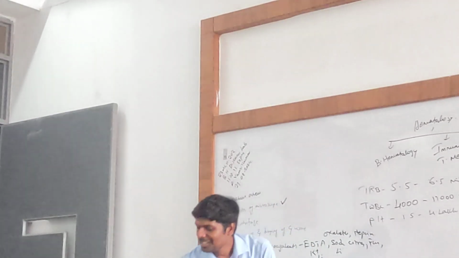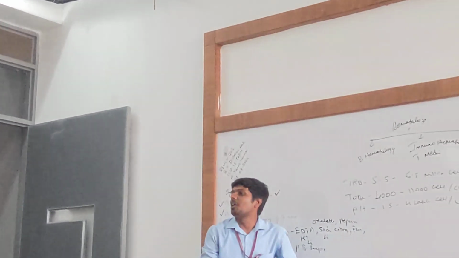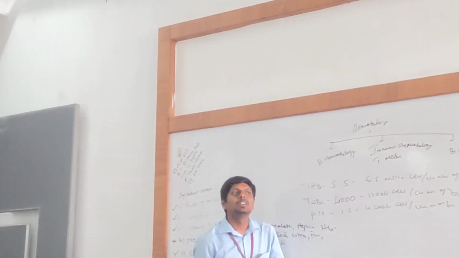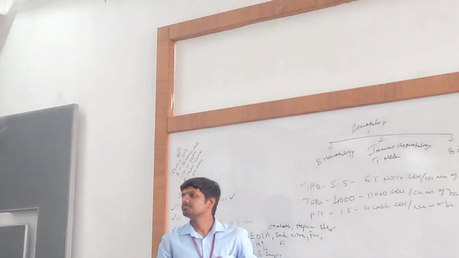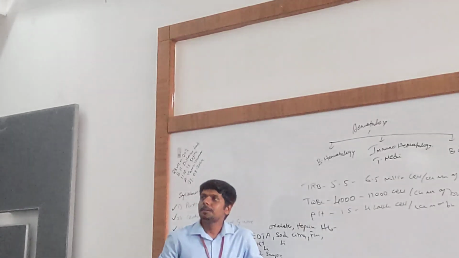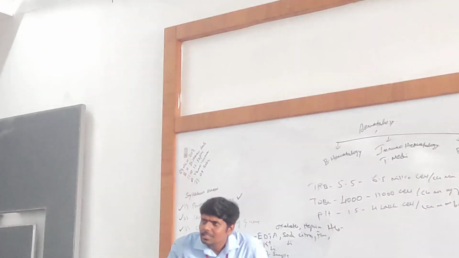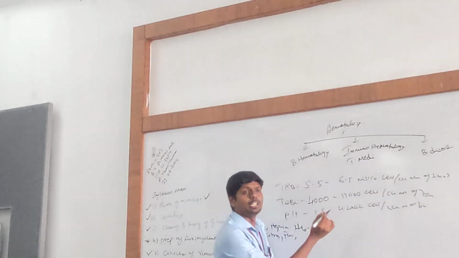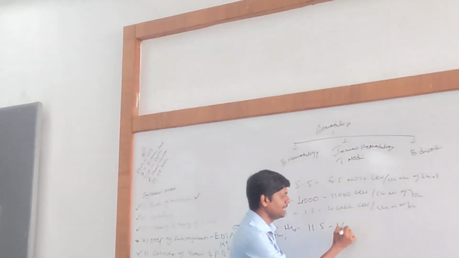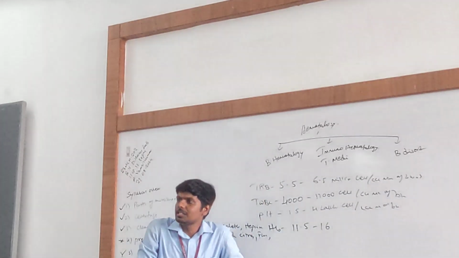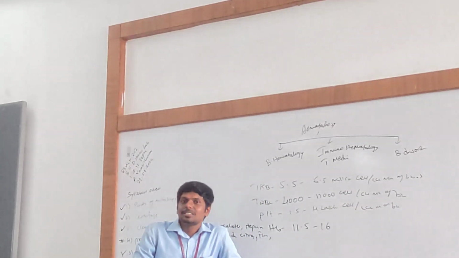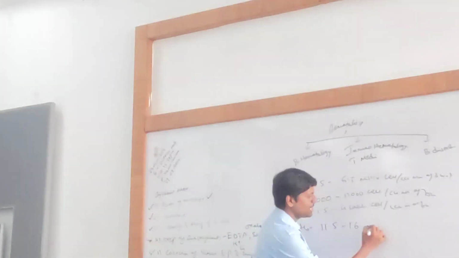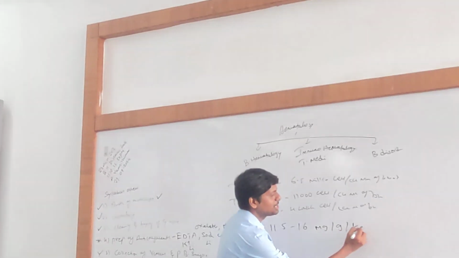Next. Platelet count, done. What is the normal HB count? Normal HB count is 11 to 16. Actually, 11.5, that is 12 now. Is it in kgs, grams, or milligrams? What do you think? Is it mg, g, or kg?